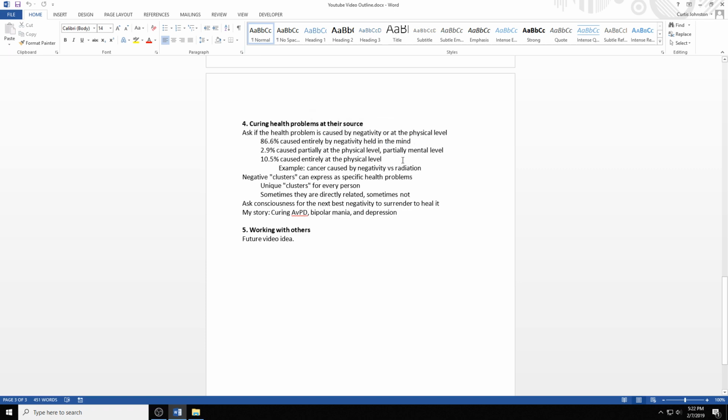And the interesting thing is, even if it's caused partially at the physical level, you can usually improve your ability to deal with that by removing negativity, because by doing that you'll give yourself more energy, more willingness, more happiness. You'll be better able to deal with the tough parts of life that are just going with life. So even if your health problem is caused at the physical level, you can probably improve how well you deal with it by surrendering negativity.